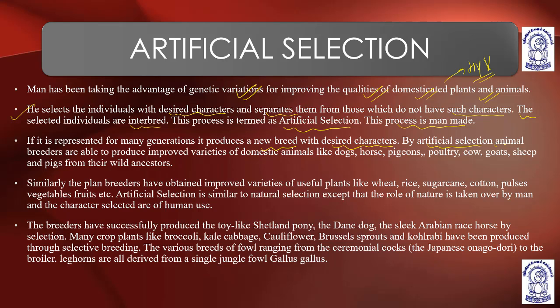By artificial selection, animal breeders are able to produce improved varieties of domesticated plants and animals like dogs, horses, pigeons, poultry, cows, goats, sheep, and others from the wild ancestors. Wild ancestors means the normal variant. Similarly, plant breeders have obtained improved varieties of useful plants like wheat.